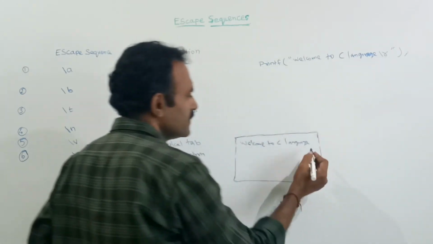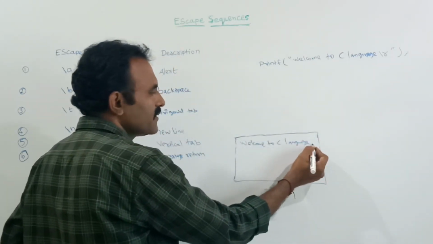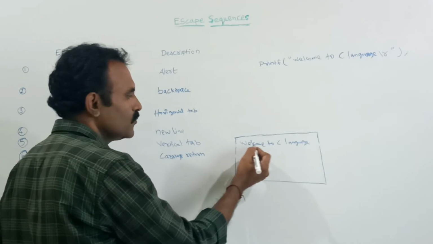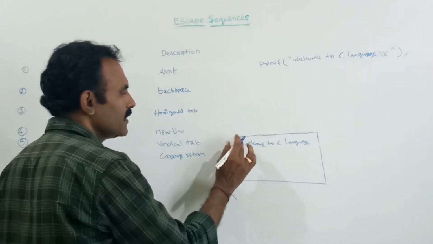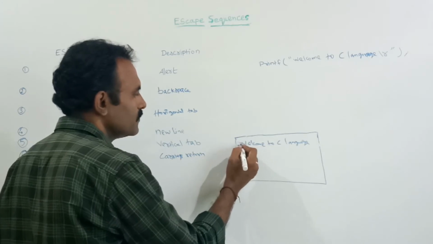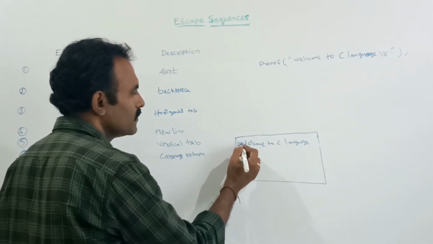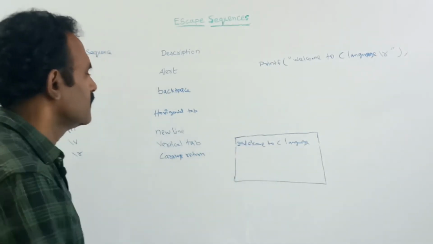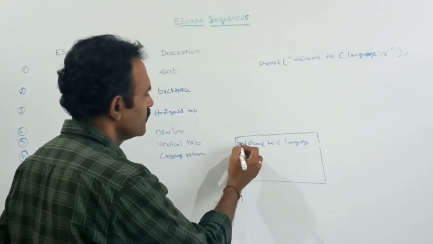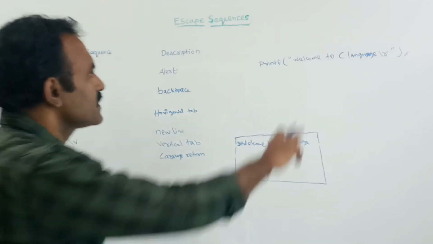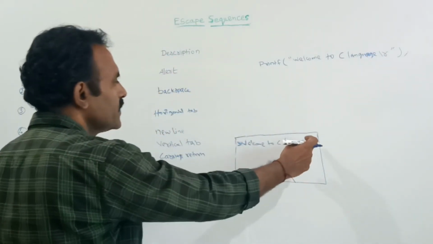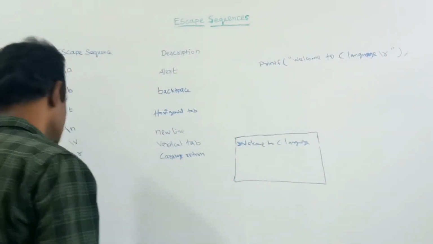Here the cursor will be moved to the beginning, so the cursor will be blinking after the W. Here the cursor will be below the W. So this \r is used to move the cursor to the very first position.